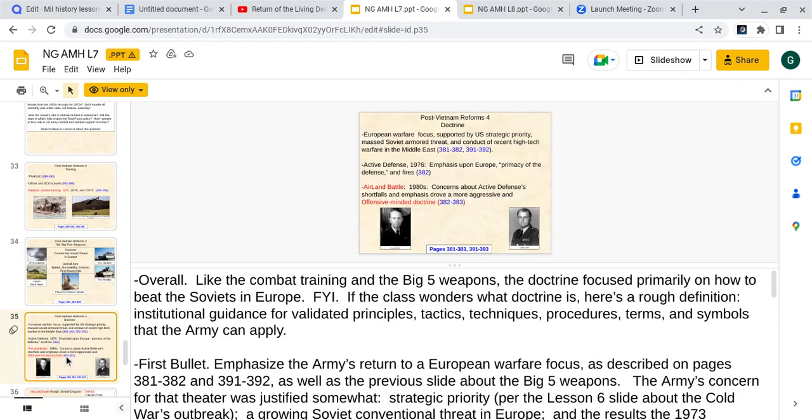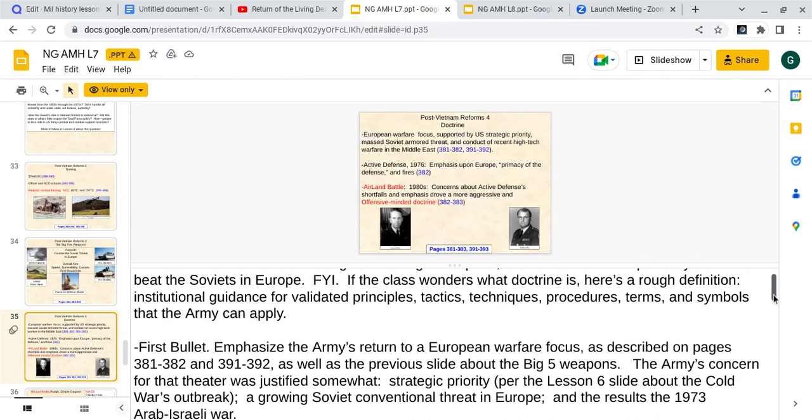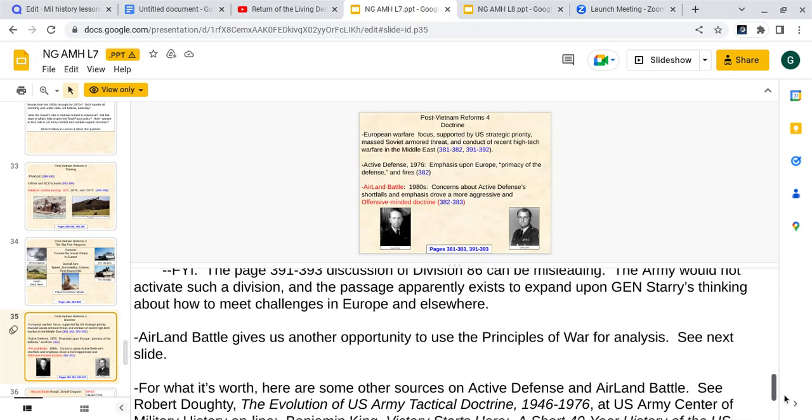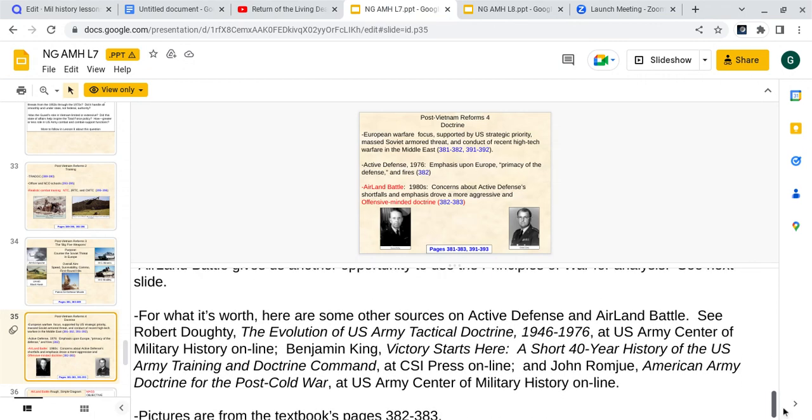Also, air-land battle. Air-land battle happened in the 1980s. It was an example of post-Vietnam reforms and how they were better emphasizing training and readiness. An air-land battle is an offensive-minded doctrine. So air-land battle is all about being proactive, training U.S. Army soldiers for an offensive-minded doctrine. So we can look here in the notes and see exactly what's important to emphasize about this.